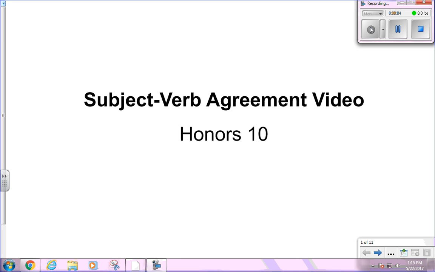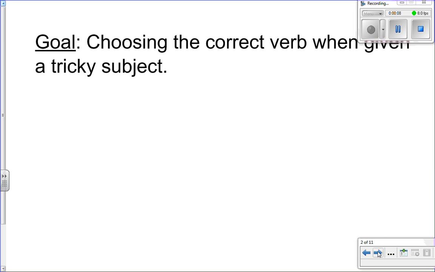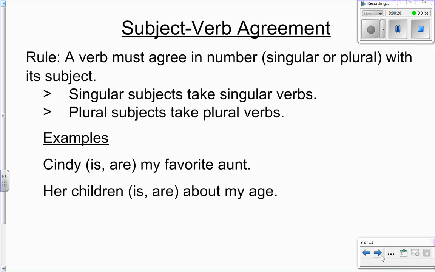Today's topic is subject and verb agreement, and our goal for today is to choose the correct verb when given a tricky subject. So we're going to cover several instances with subject and verb agreement and talk about tips and strategies to choose the correct verb. Now for the most part, you understand the concept of subject and verb agreement, but we have to talk about some tricky, difficult situations today.